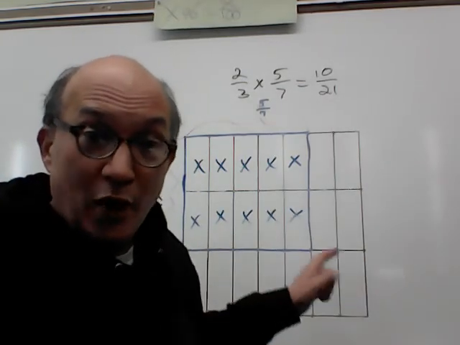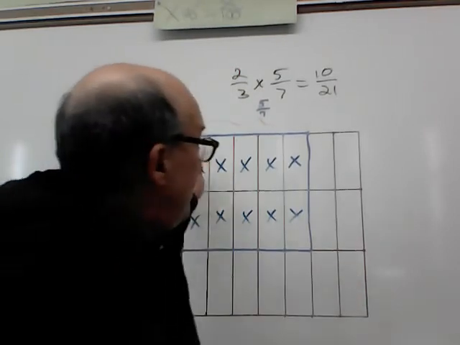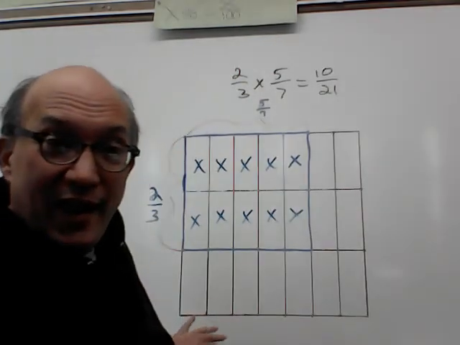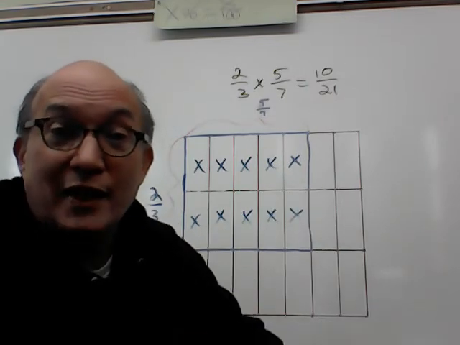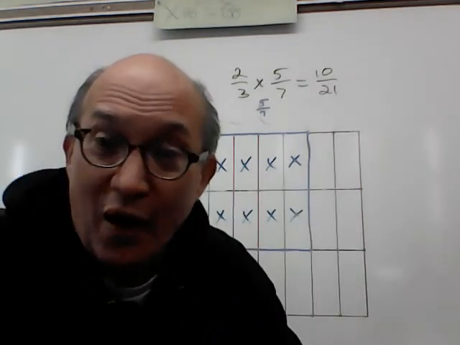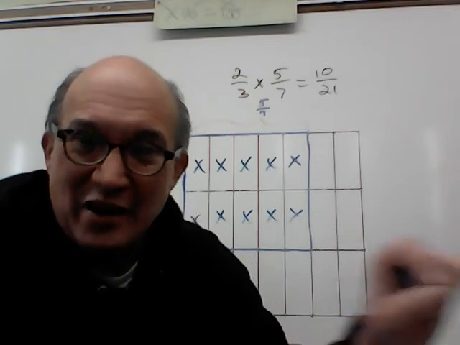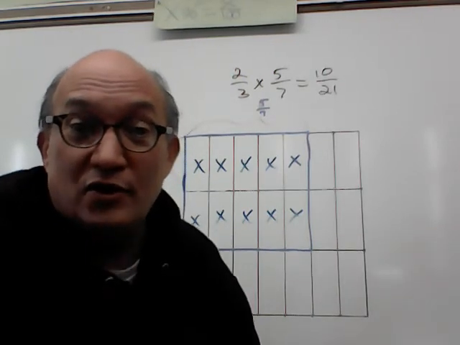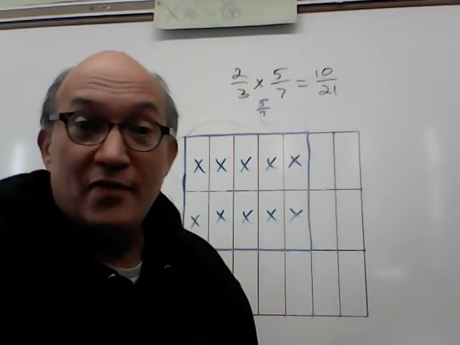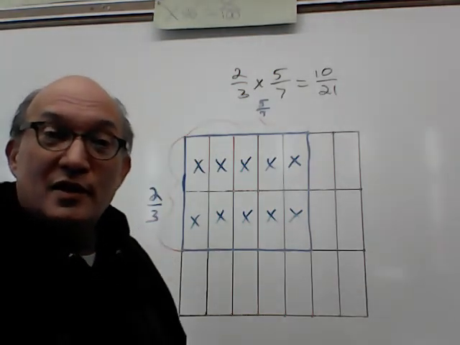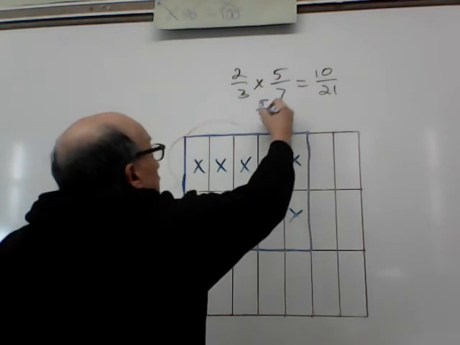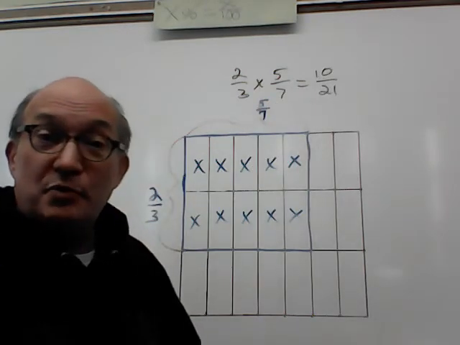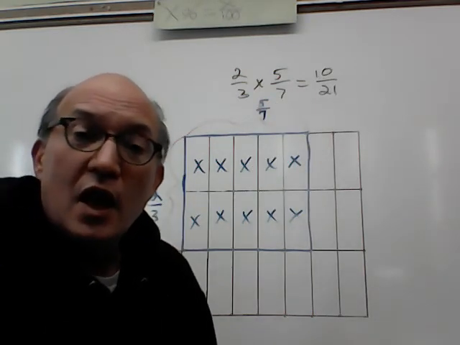Now recall, there were 21 of those in the entire square. And our rectangle, 2/3 by 5/7, is 10 of those rectangles. It's 10 out of 21. You see? 10 out of 21 is 10 21sts. And that's the two-dimensional explanation of 2/3 times 5/7 being 10 21sts.